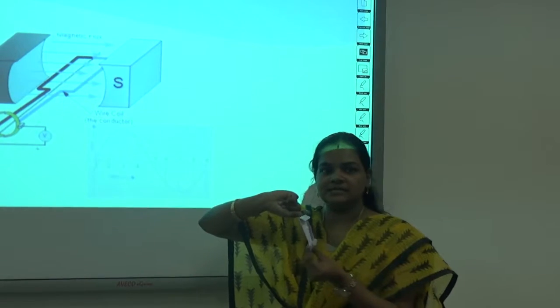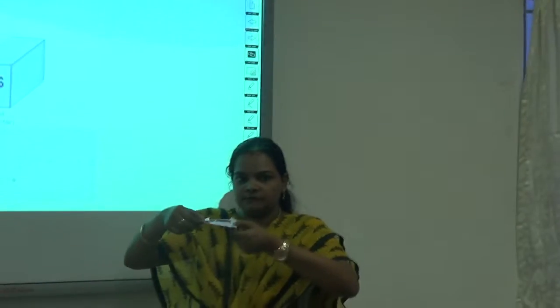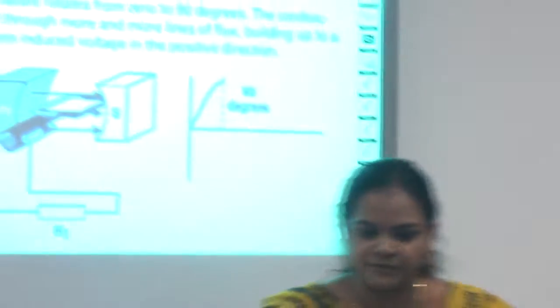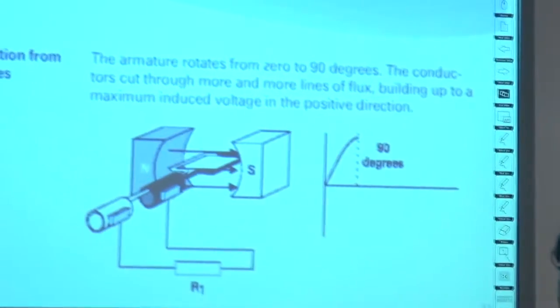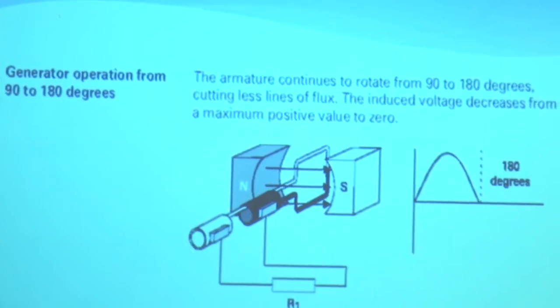Let me take another revolution, theta equal to 180 degrees. That is, I rotate it and keep it at 180 degrees. What happens here? Again my conductor has become parallel to the lines of force. There is no cutting of lines of force taking place, and the EMF induced is 0. This is from 0 to 90 degrees, and this is from 90 to 180 degrees.